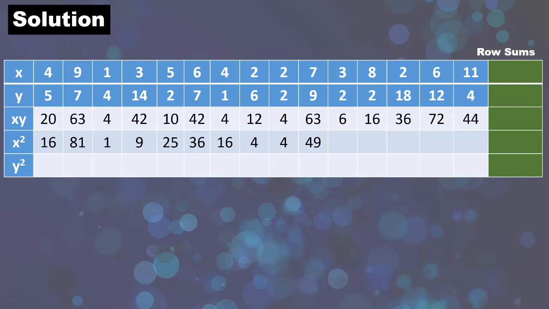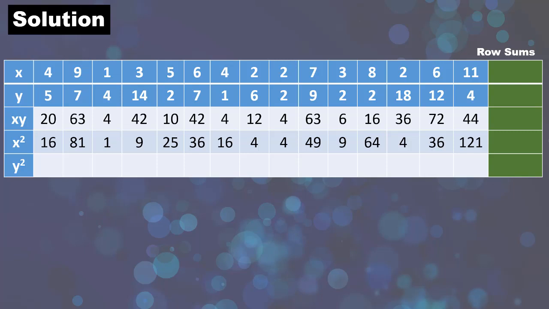Then we have 7 squared, which gives us 49. 3 squared gives us 9. 8 squared gives us 64. 2 squared gives us 4. 6 squared gives us 36. And 11 squared gives us 121. So that finishes our row for X squared.